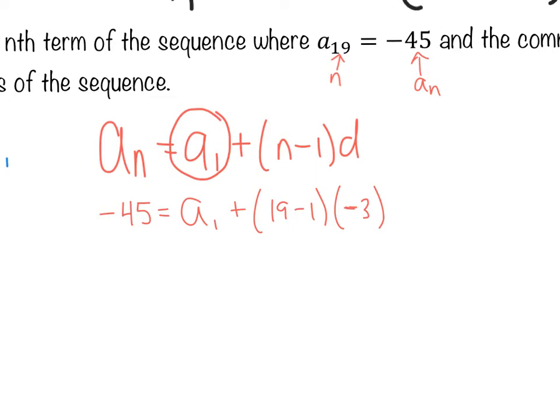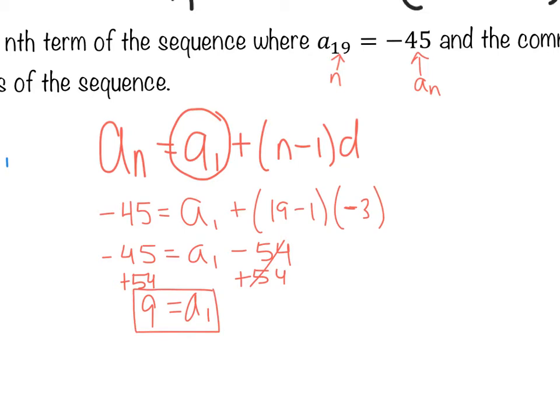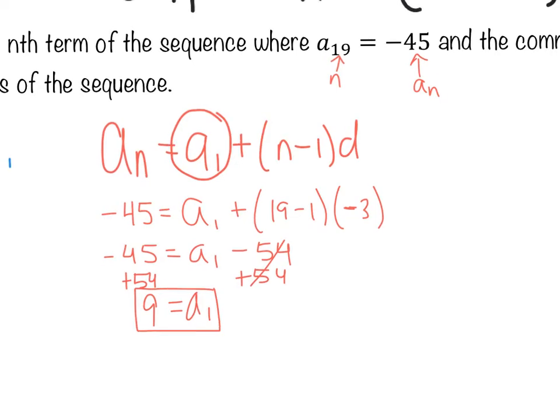And so we just solve for a sub 1. Well, 19 minus 1 is 18. 18 times negative 3 is negative 54, so I have negative 45 equals a sub 1, and it's negative 54 over here when you do that. So I'm just going to add 54 to this side, and I get a sub 1 equals 9. So now I have the first term and I have the common difference, so now I can write the formula. And that's what we do next.